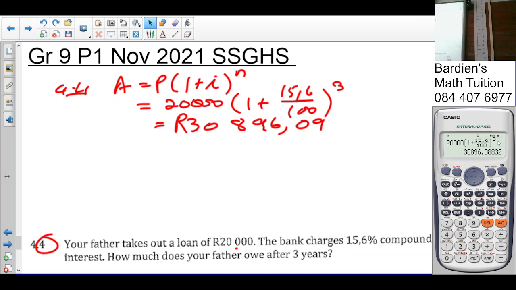Yes, 1 plus? The same thing. So if you want to say that, instead of putting that fraction like that, if you divide it by 100 on the side, it's going to be 0,156. Same. It should give you the same one. Okay.